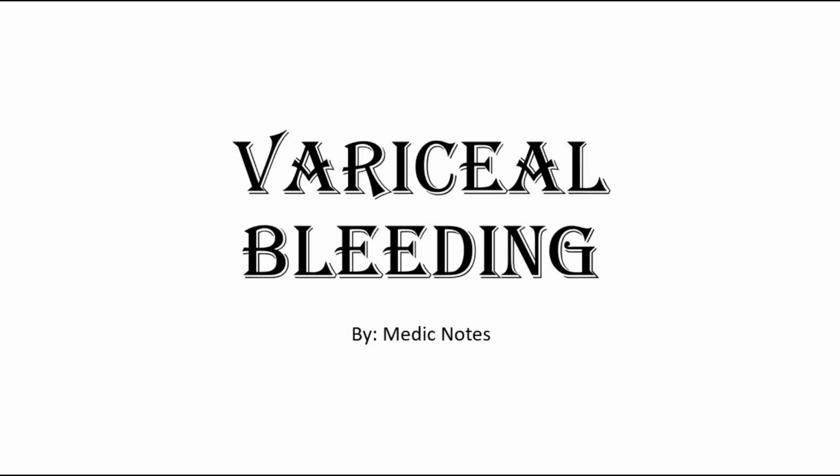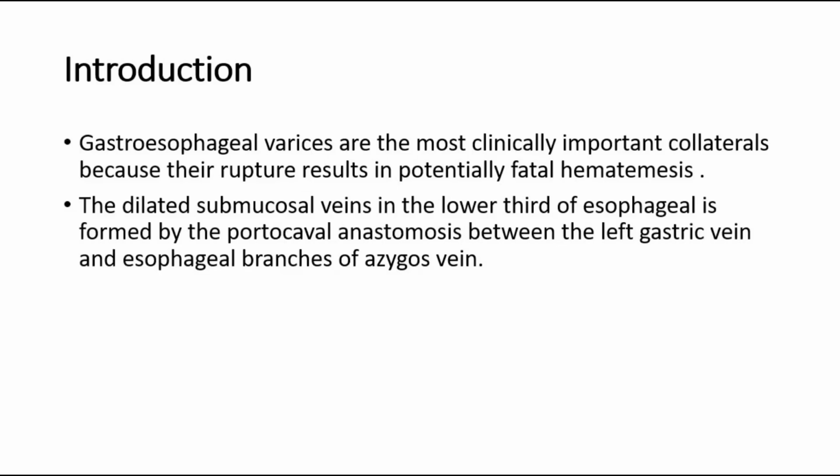This video is on variceal bleeding. Gastroesophageal varices are the most clinically important collaterals because their rupture results in potentially fatal hematemesis. The dilated submucosal veins in the lower third of the esophagus are formed by the portocaval anastomosis between the left gastric vein and esophageal branches of the azygous vein.